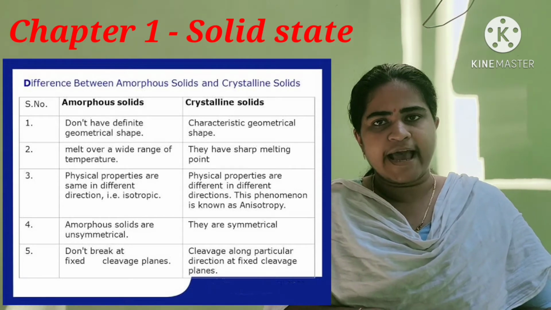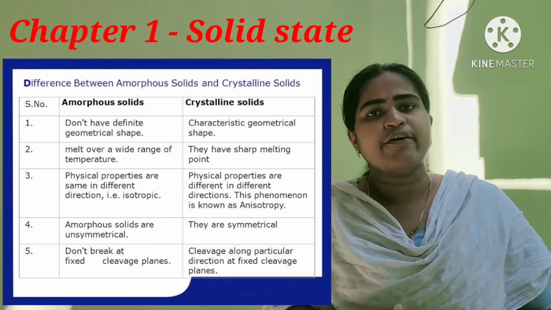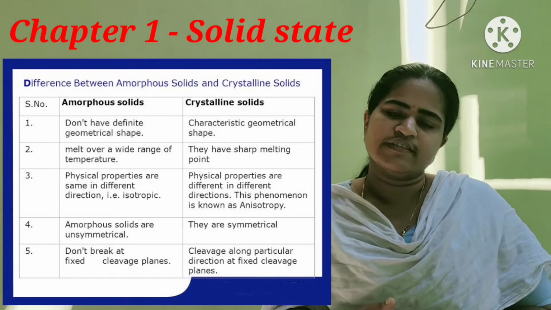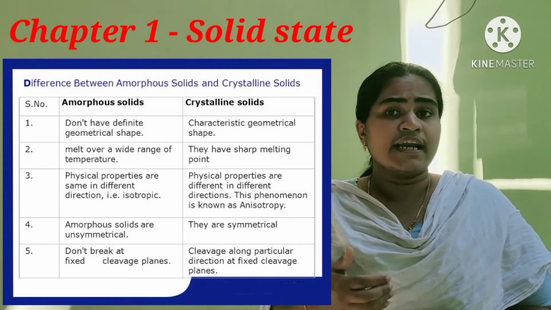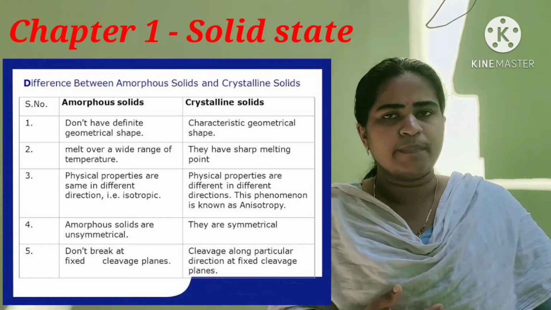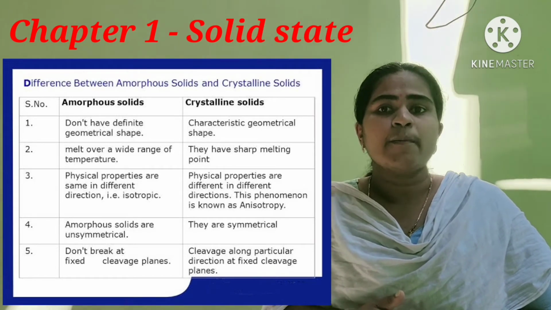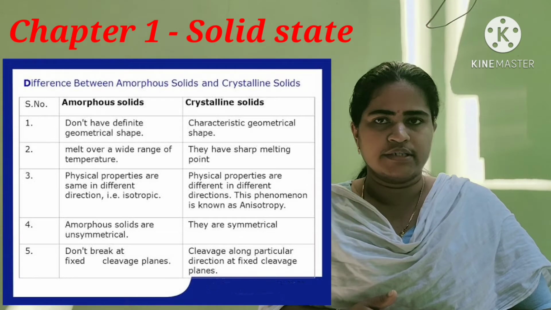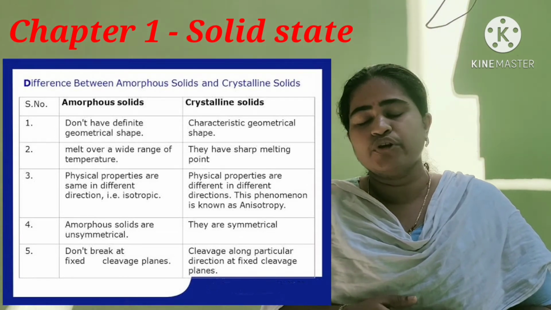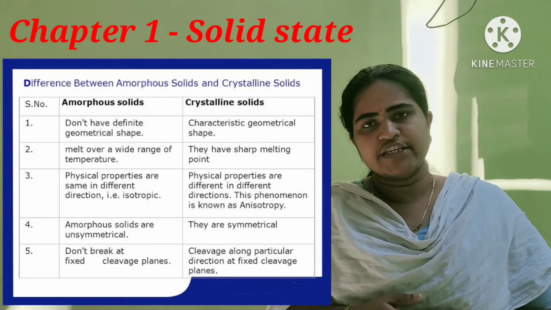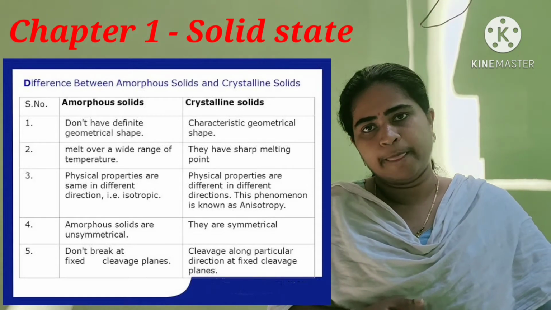Crystalline solids can be cleaved along a definite plane. Amorphous solids do not cleave along a definite plane. Crystalline solids have a sharp melting and boiling point. Amorphous solids do not have a sharp melting and boiling point.